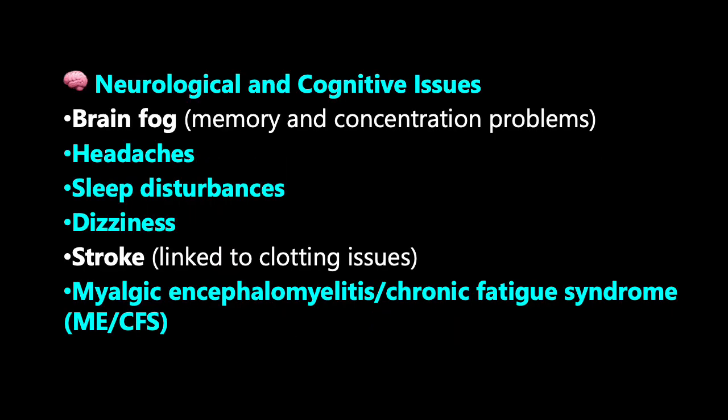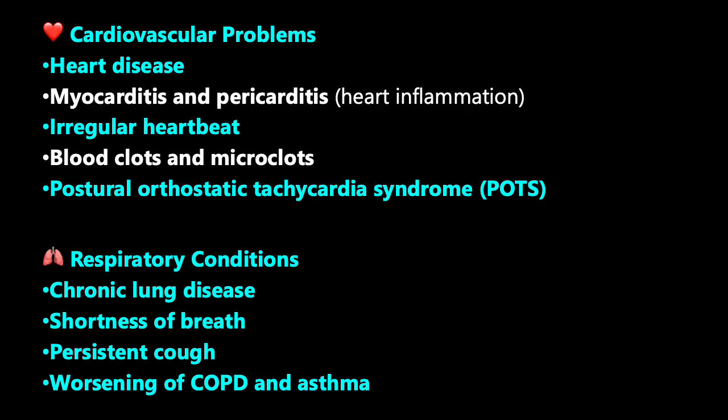Some of these are neurological and cognitive issues. People can have brain fog or memory and concentration problems. They have headache. They have sleep disturbances, dizziness. They have stroke. These are very common, linked to clotting issues. We mentioned just now that spike protein can cause problems in the endothelial system, and myalgic encephalomyelitis, chronic fatigue syndrome, and these are all that was seen now or since after the COVID pandemic.